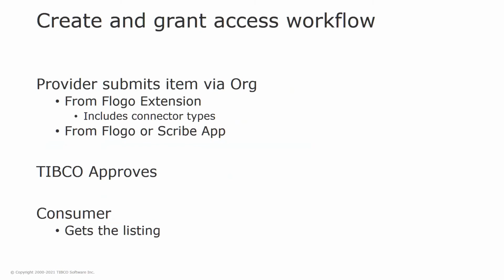So how does it work? Well, the provider is going to submit an app via the org for Flogo extensions. Flogo extensions include the connector types, but if using Scribe, you can't do that. You can't deploy connectors for Scribe in the marketplace automatically. And the reason is because Scribe is a shared environment, whereas Flogo is containerized up in TCI. And because of that, we can't run the risk of someone having an application which could negatively impact all of the users. So for TCI Connect Scribe, there's a process: the connectors have to go through a formal development process.